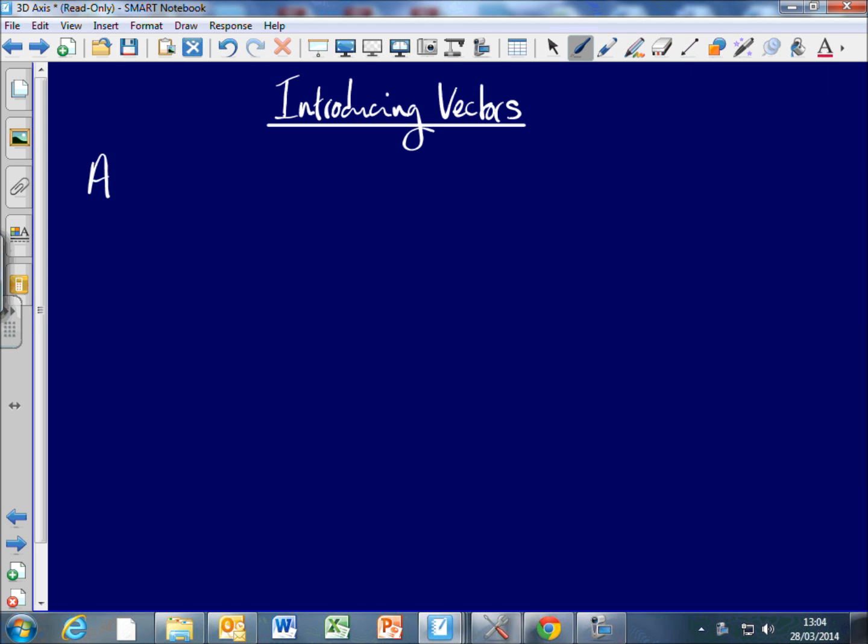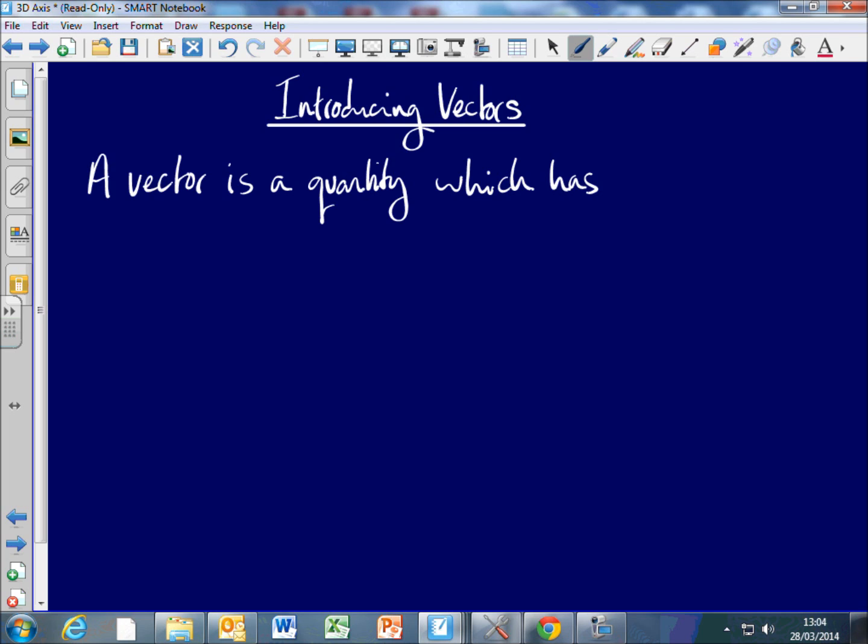A vector is a quantity which has magnitude. What do I mean by magnitude? Size. Magnitude and direction. So the direction is important.